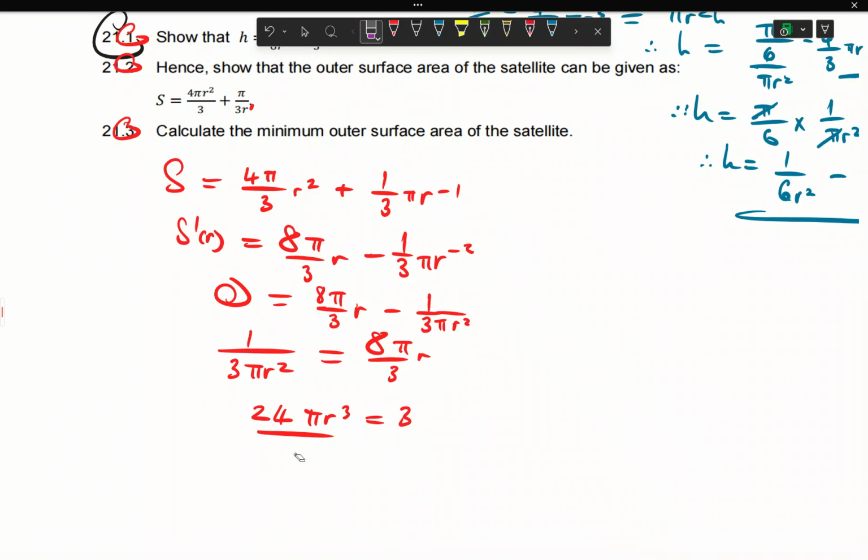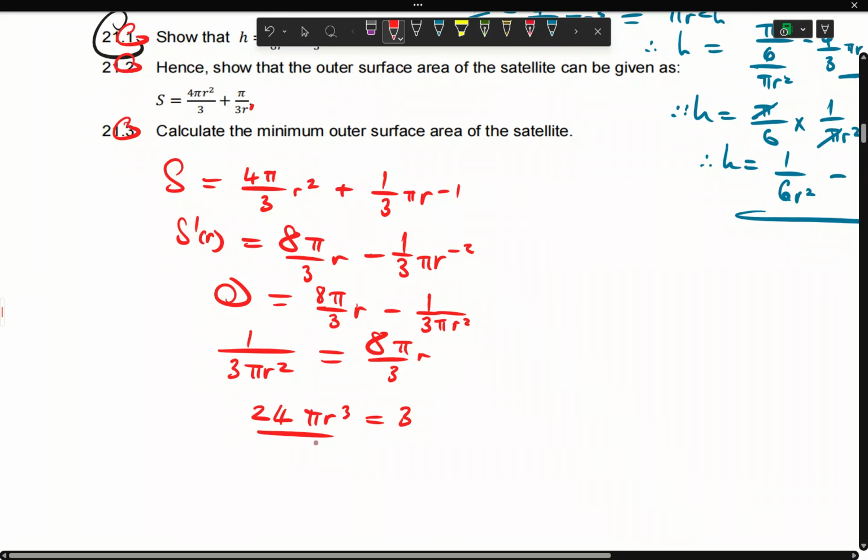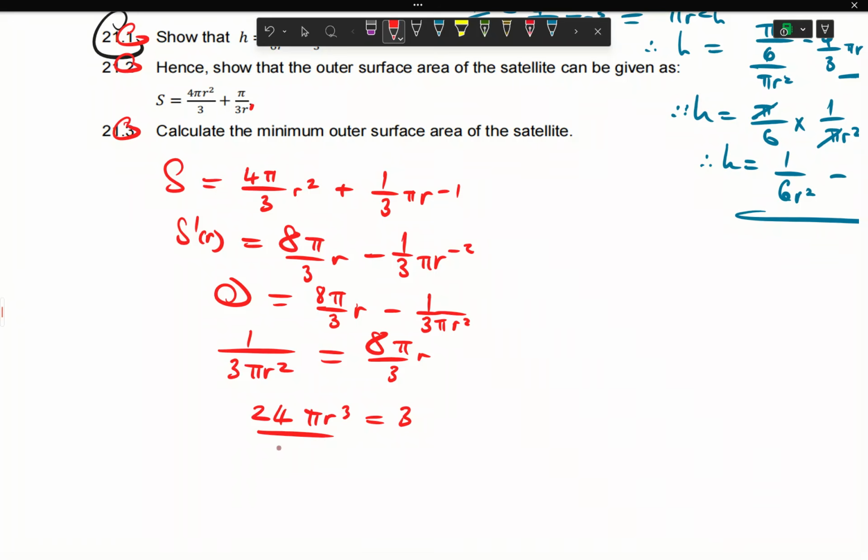So let's divide everything so that we can keep r cubed as the subject of the formula. So this is 24 pi all over 24 pi. The 24 and the 24 pi will cancel, so you have r cubed, which is equal to 3 all over 24 pi. So now take the cube root. Remember, you take plus or minus when you take the square root.